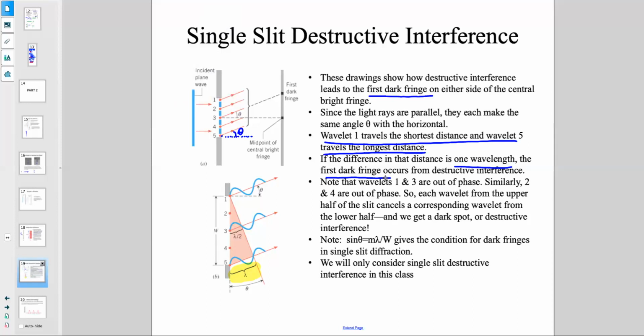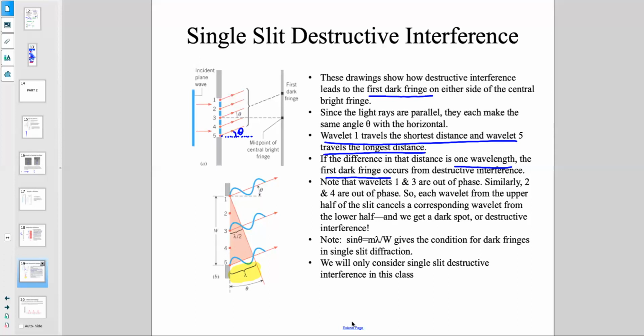So wavelet number 3 and 1 are out of phase. Similarly, 2 and 4 are out of phase. So each wavelet from the upper half of the slit cancels the corresponding wavelet from the lower half. So we get the darkest spot, or destructive interference.